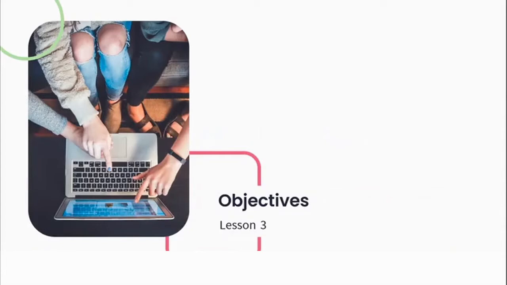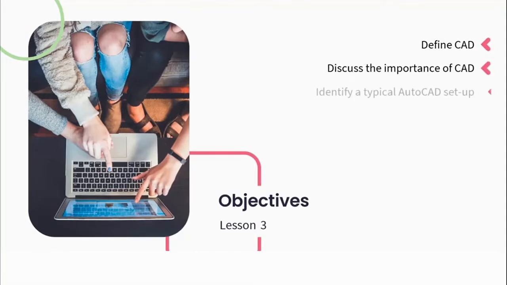As you know, with each of our lessons, we have a set of learning objectives. So let's have a look at what today's are. Starting off with defining CAD, we look at everything to do with CAD. We then take a look at discussing some of the important elements of CAD, following that with identifying typical AutoCAD setups, so how to set up your AutoCAD onto your very own laptop or computer. And lastly, and most excitingly, we end off with navigating the AutoCAD interface.